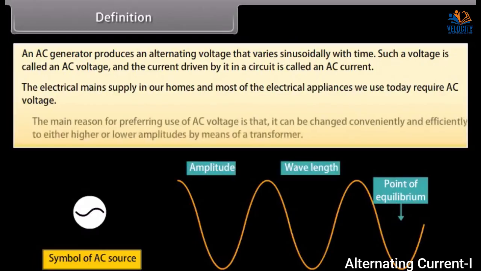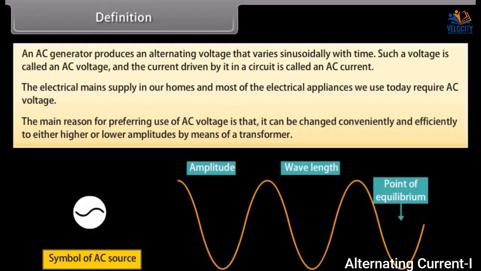The main reason for preferring the use of AC voltage is that it can be changed conveniently and efficiently to either higher or lower amplitudes by means of a transformer.